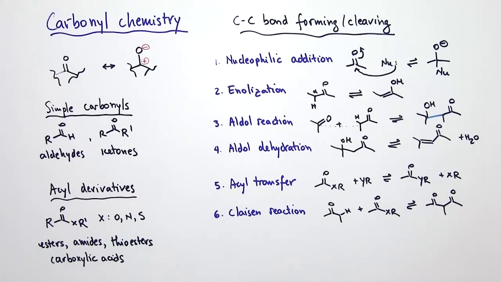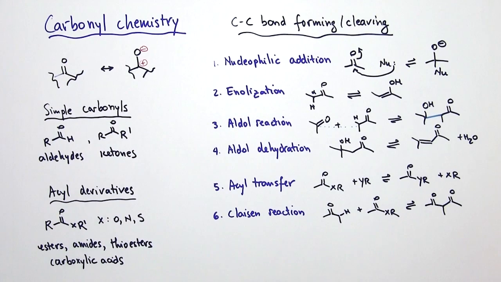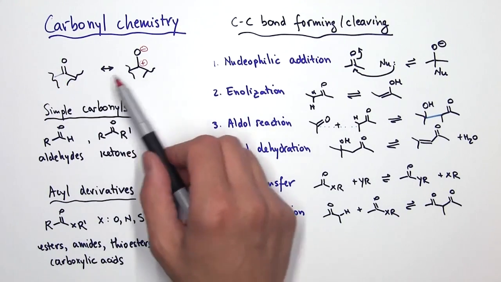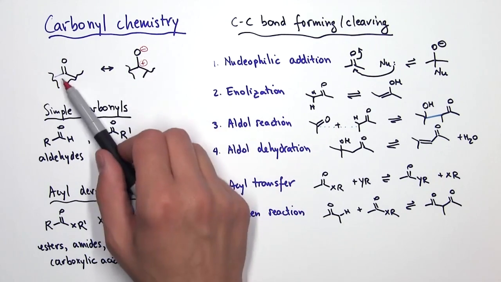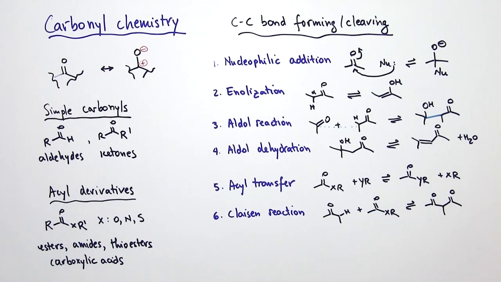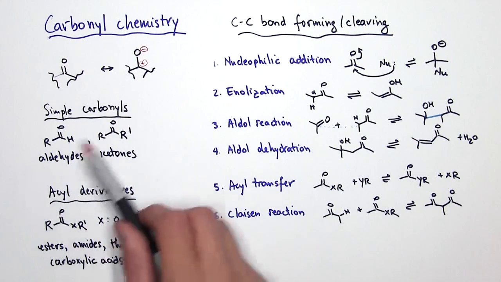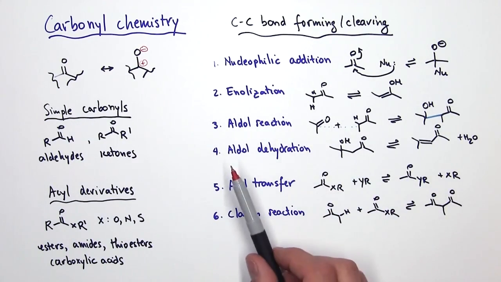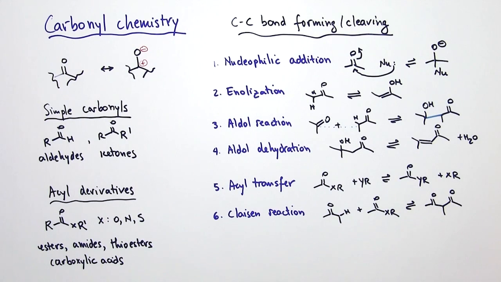In this video, we talked about carbonyl chemistry. Carbonyl is the C double bond O, and a lot of its properties are due to the polarizability of this bond, where the carbon has a partial positive charge and oxygen a partial negative charge. We talked about reactions of simple carbonyls, such as nucleophilic addition, enolization, Aldol reaction, and the Aldol dehydration. And acyl derivatives, where the carbonyl is next to a heteroatom, such as oxygen, nitrogen, or sulfur. And we mentioned the acyl transfer reaction and the Claisen reaction.